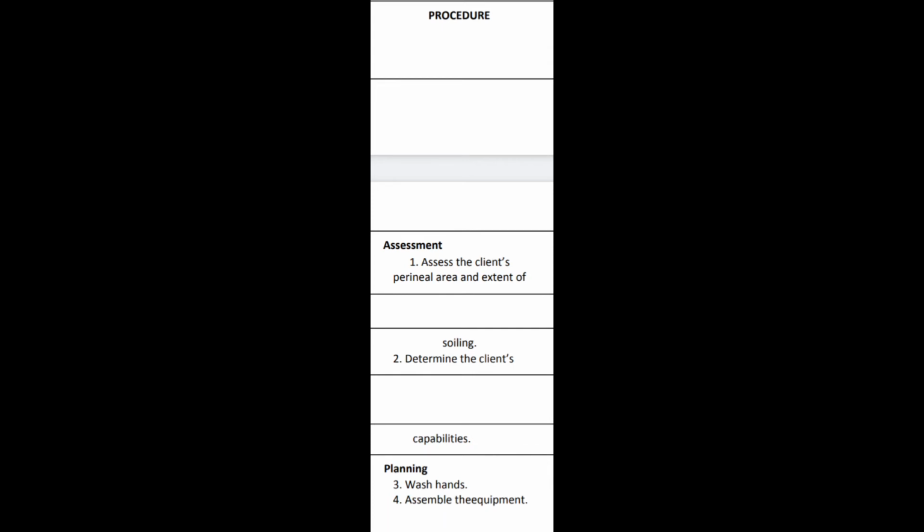Next is the procedure, which is the assessment. Assess the client's perineal area and extent of soiling. To know your clients and to determine if there's a problem with the client. Next is the planning. Wash hands to avoid cross-contamination. Assemble the equipment to lessen time and effort. Next is the implementation.